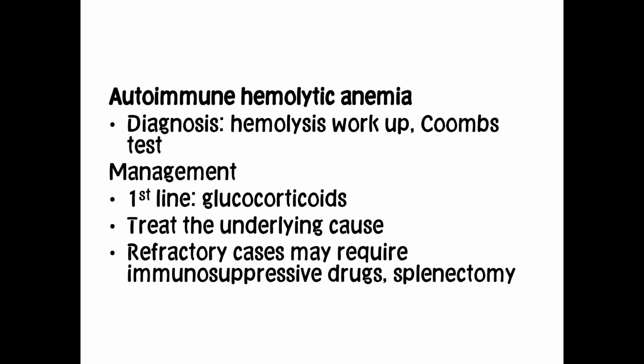In autoimmune hemolytic anemia, diagnosis is to do the hemolysis workup and the Coombs test. The first line of management for autoimmune hemolytic anemia is administration of glucocorticoids, as these are anti-inflammatory drugs and they reduce the severity of inflammatory reactions, and from there you can treat the underlying cause. For refractory cases of autoimmune hemolytic anemia, immunosuppressive drugs would be recommended, or even splenectomy.